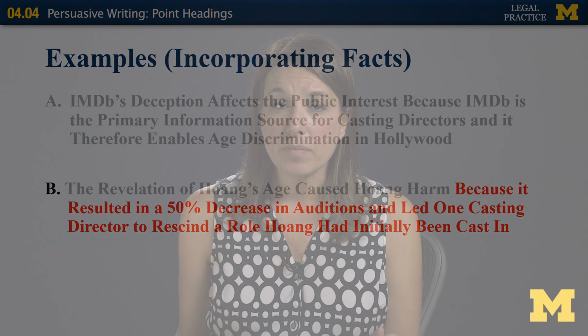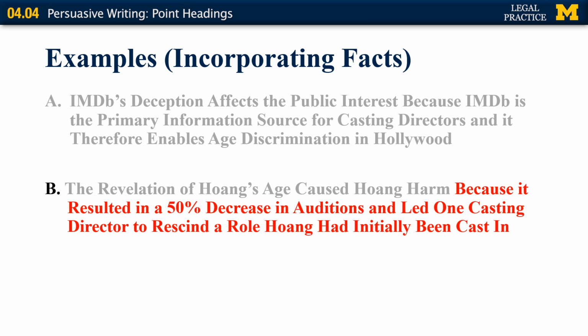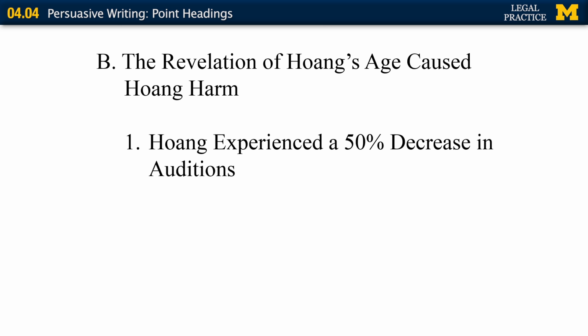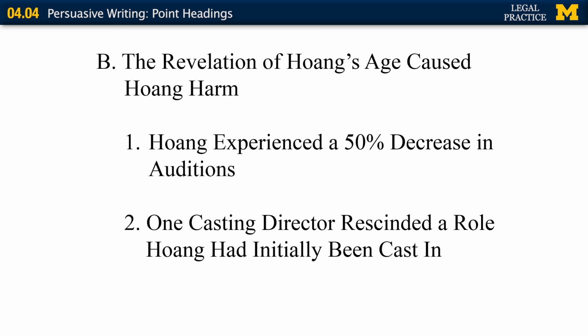Now, one other thing to keep in mind is, as we've seen, you can sometimes split the first part, the assertion and the statement of what conclusion the court should reach, in the main heading, and then use subheadings for the reasons, the because clause. So here's what that would look like if we did that with this point heading. You could have a point heading that said simply that the revelation of Wang's age caused her harm, and then your two key reasons go in your subsections. She experienced a 50% decrease in auditions, and one casting director rescinded a role that she'd initially been cast in.